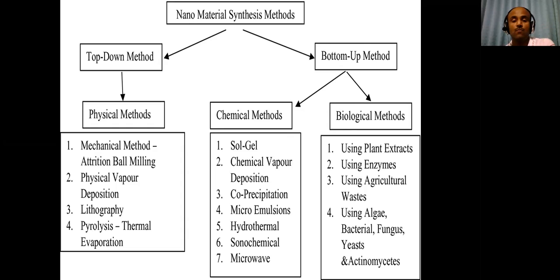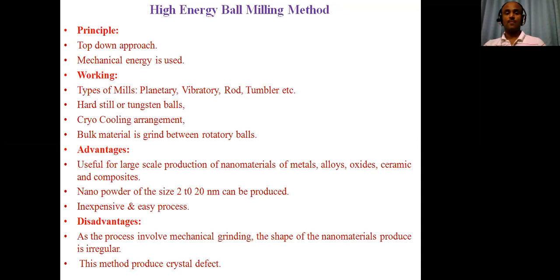Chemical methods mainly include sol-gel methods, chemical vapor deposition methods, precipitation methods, microemulsion, hydrothermal, sonochemical methods, and microwave methods. While in biological methods, nanomaterial can be synthesized by using plant extracts, some enzymes, agricultural waste, algae, bacteria, fungus, and actinomycetes. Let us start with the methods of synthesis.